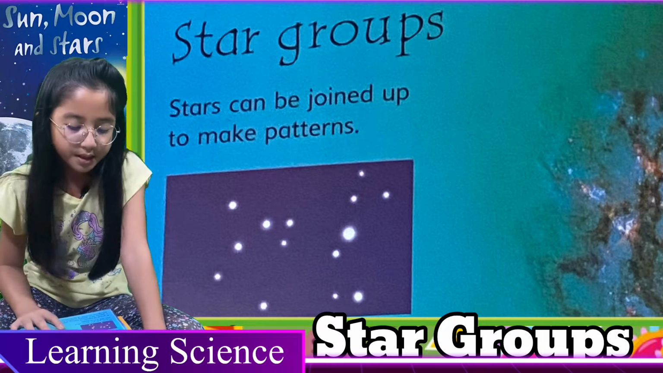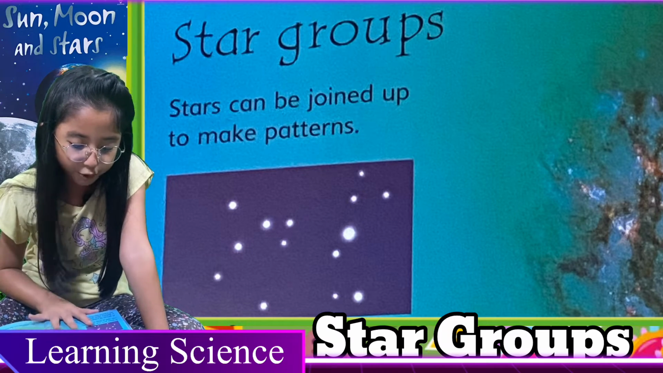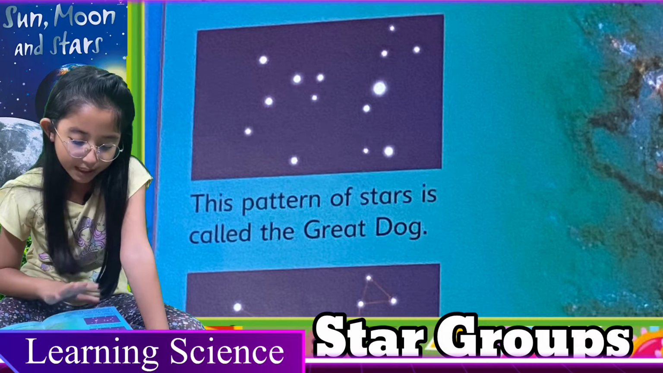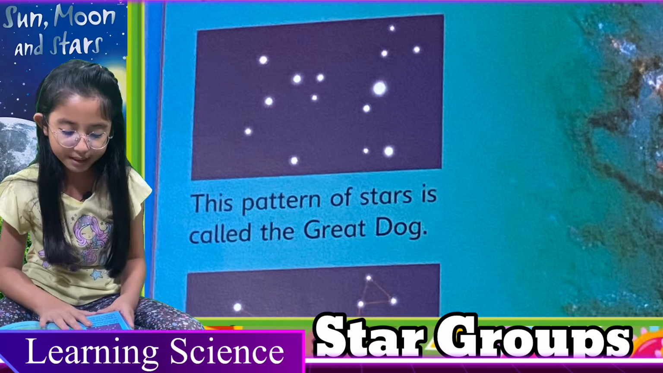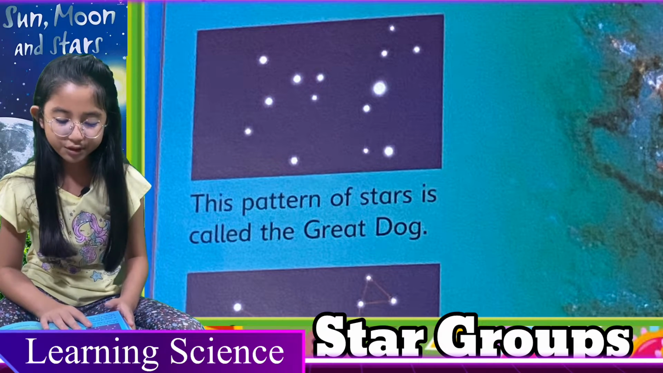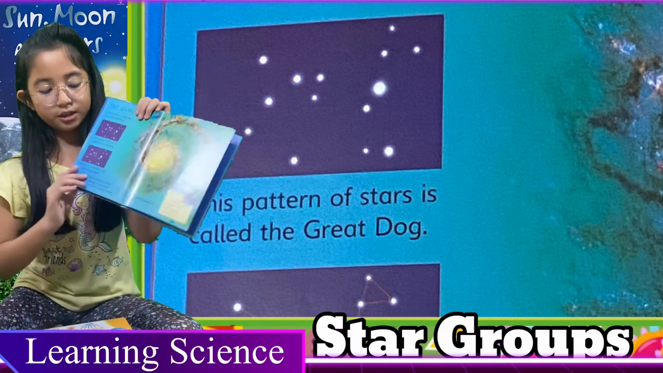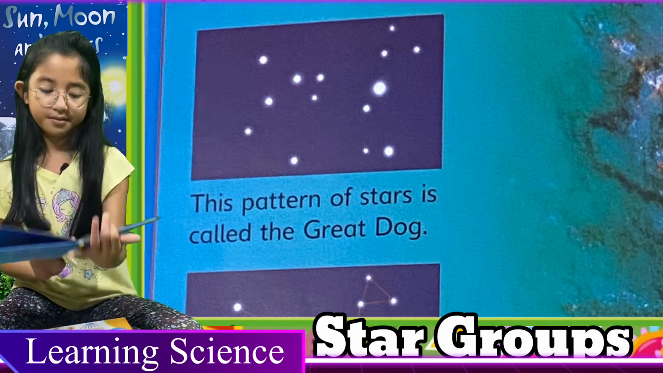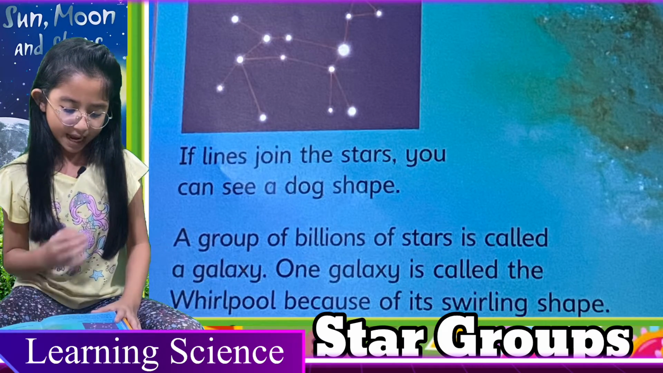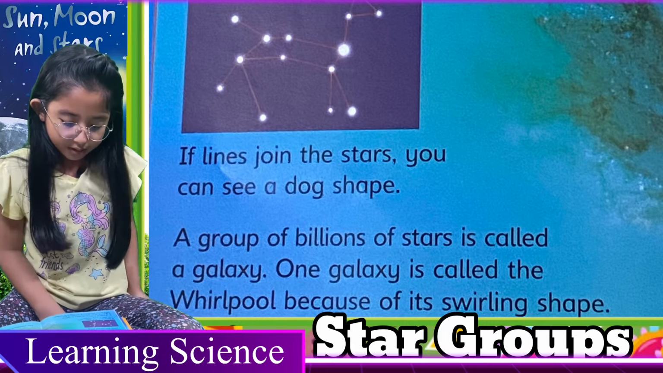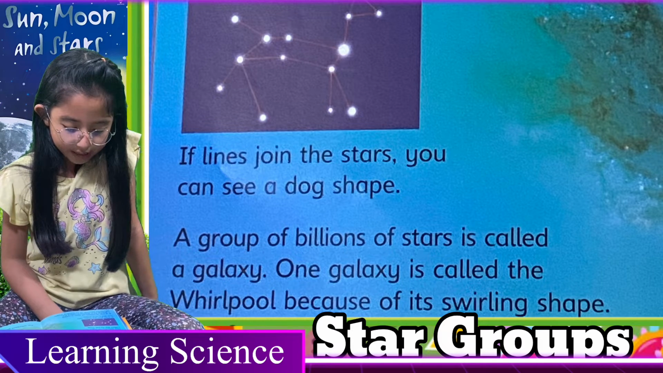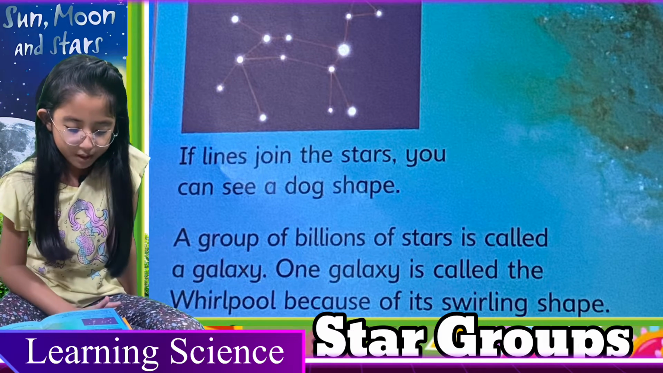Star groups. Stars can be joined up to make patterns. This pattern of stars is called the Great Dog. This is the pattern of a great dog, guys. If lines join the stars, you can see a dog shape.